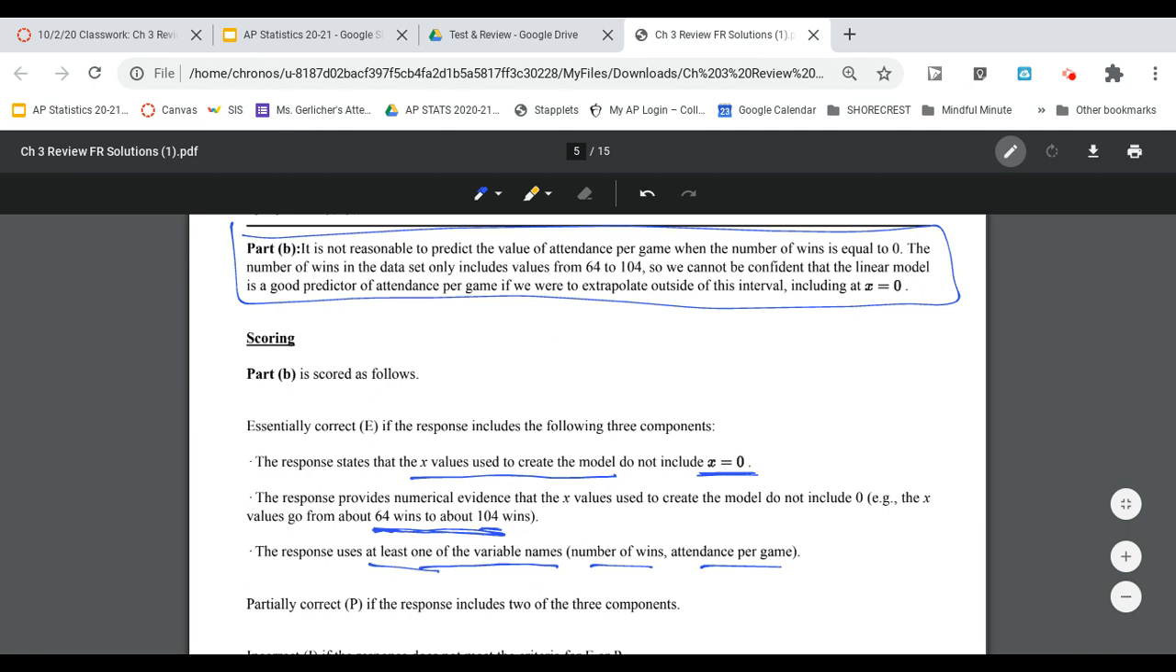Number of wins or attendance per game. Notice they didn't require the word extrapolation. Their kind of perfect answer uses that vocab word. But if you don't use that vocab word, but instead describe the concept of it, you're still fine.